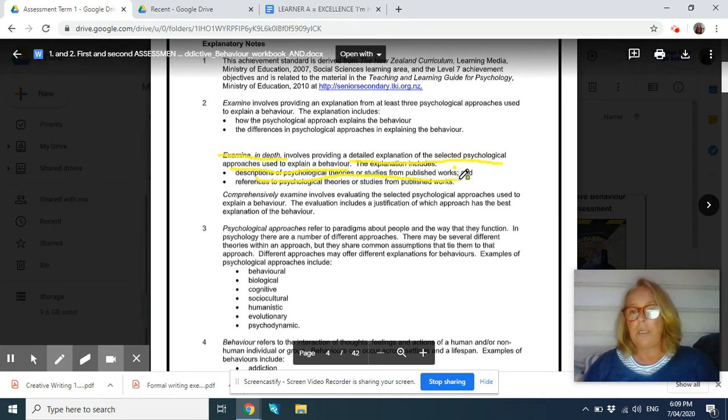So that means that you probably will have to give us the name of a scientist or somebody who was a particular theorist of that approach, and a reference to psychological theories or studies from published works. Again, you would need to come back and give us evidence of that from a case study approach. So has somebody's behavior been looked at by biologists or by behaviorists or by cognitive theorists, that you have a case study to put against your celebrity.